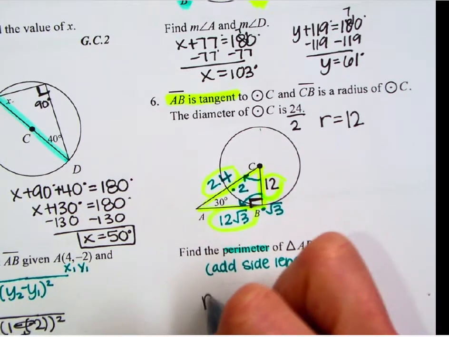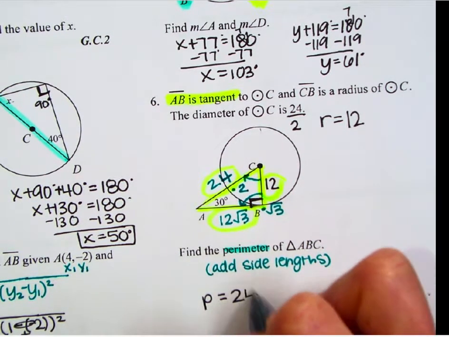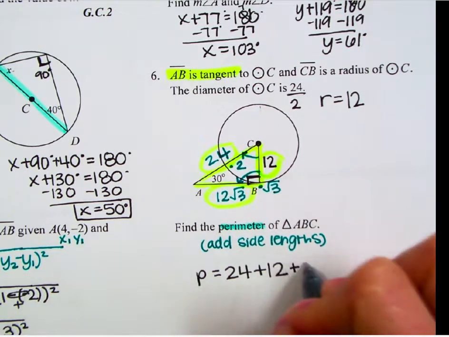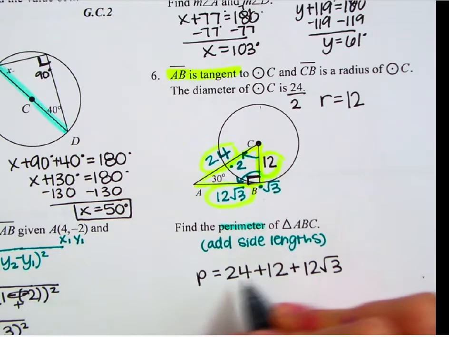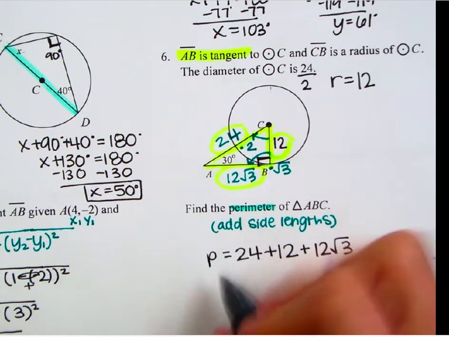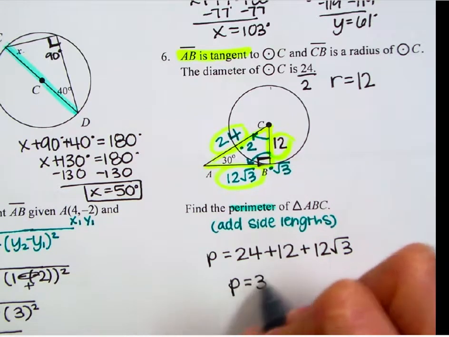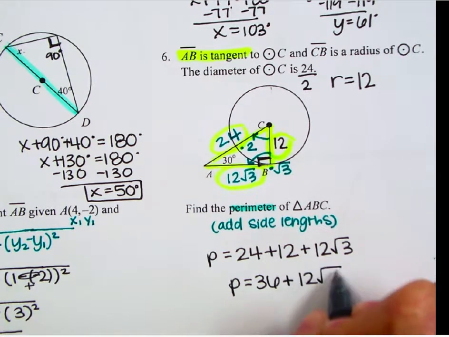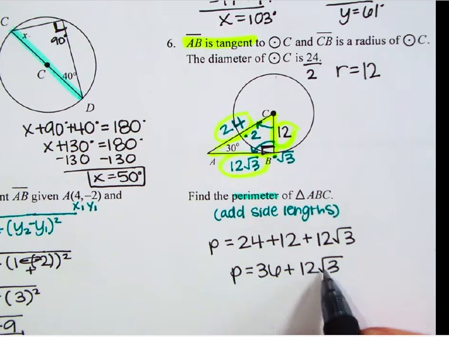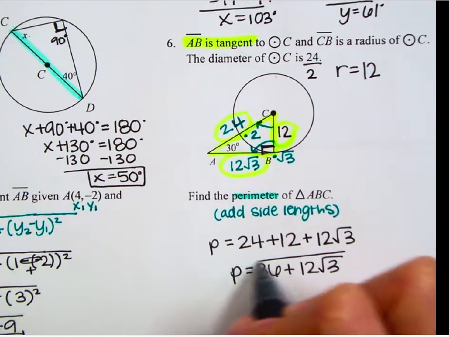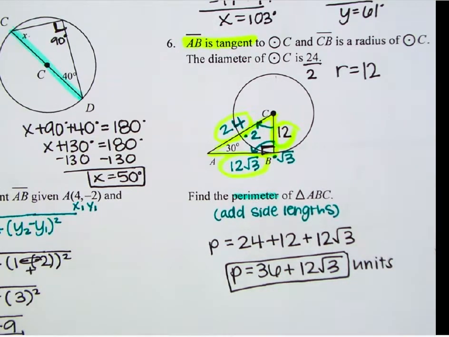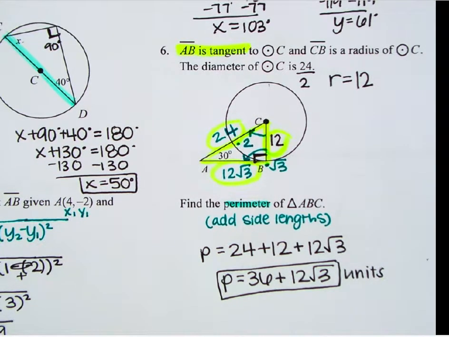So I'm going to start with 24 and 12, followed by 12 square root 3. But please know that it doesn't matter the order that we're adding the lengths. We are going to combine 24 and 12 to get 36. And then this number here, 12 square root 3, because of this square root 3, we're just going to leave it separate. That expression would be for the perimeter of triangle ABC.